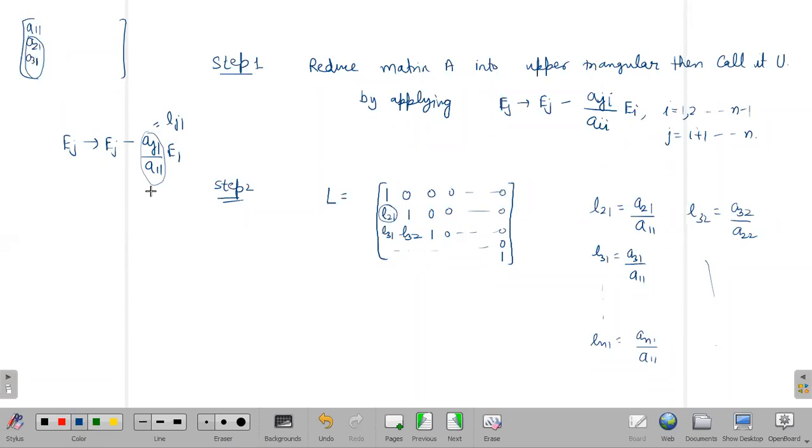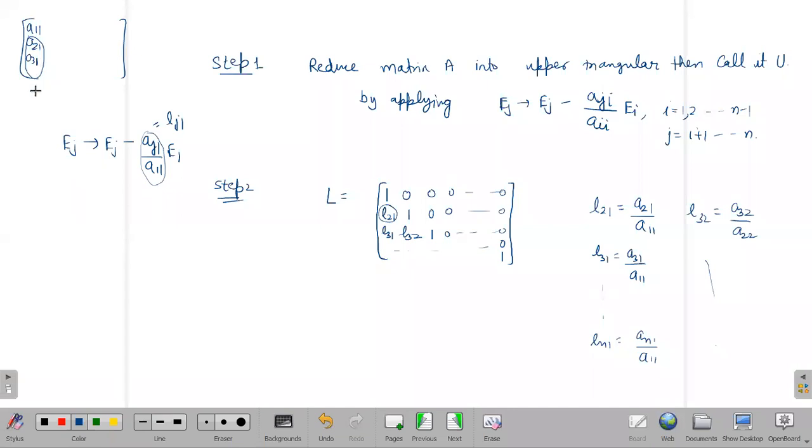And to make A31 zero, you write j equal to 3. So that will give you L31, means A31 by A11. And similarly A41, so it will be A41 by A11. So that will give you L41. So this way you complete your first column by using the operation that reduced the entries of the first column to 0. Okay, so here this will complete it.